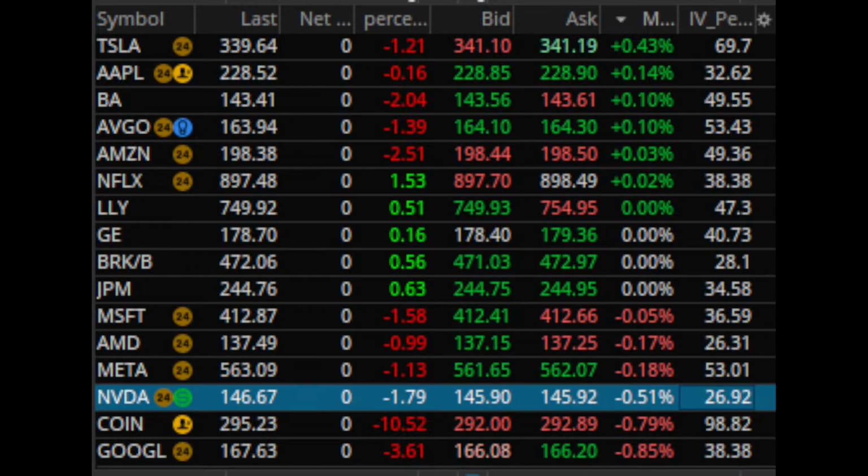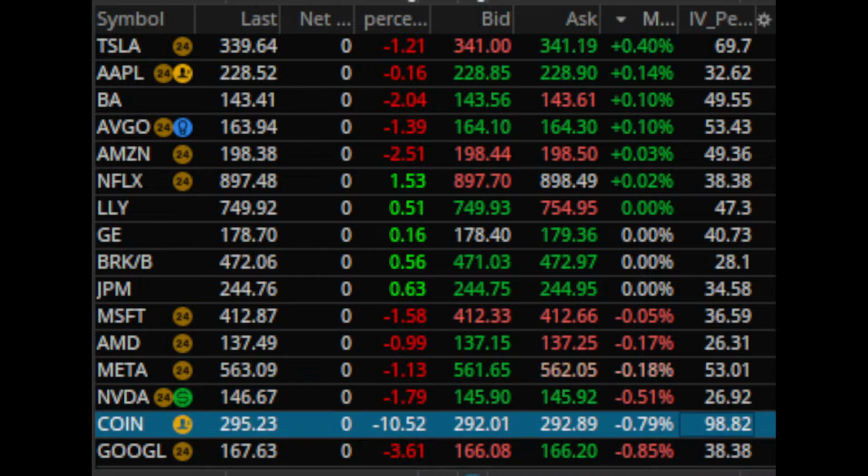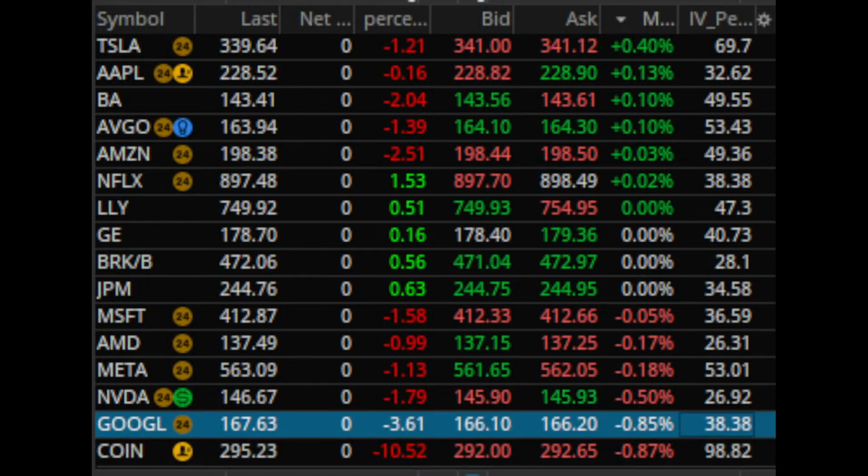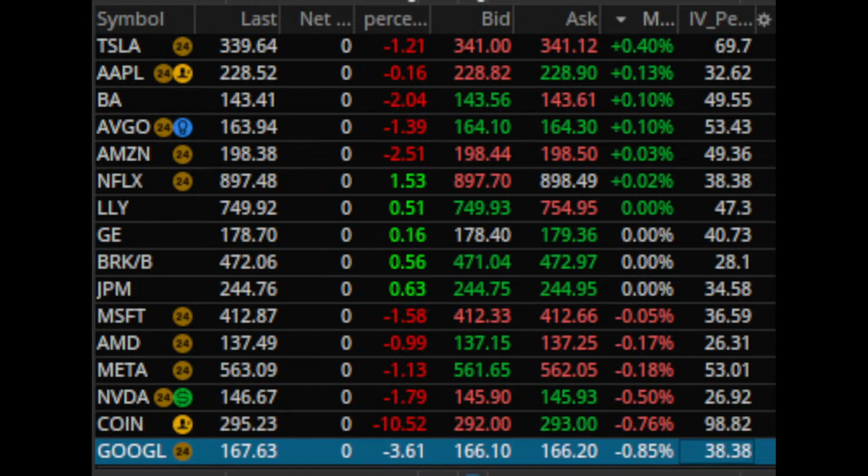We have Nvidia down 0.51. Coinbase down 0.76. And Alphabet or Google with that lawsuit. I think it's about Chrome or search or something like that, antitrust. Usually it doesn't affect markets as much, but it is. All right, that's down 0.85. So Google took a good dip yesterday. I think long term it doesn't mean much, but for the short term, it does.